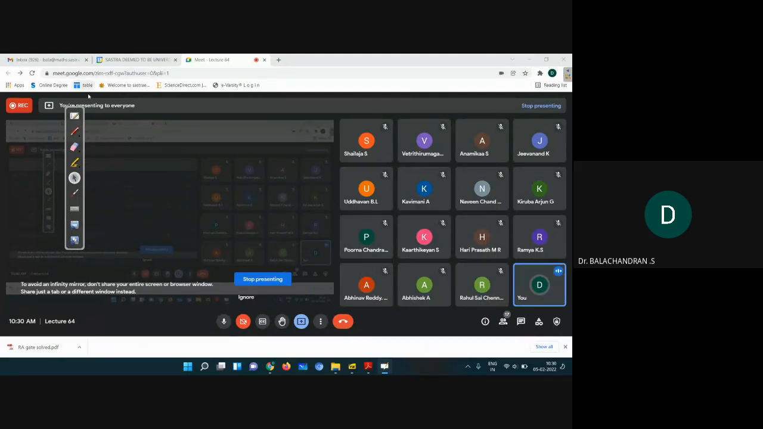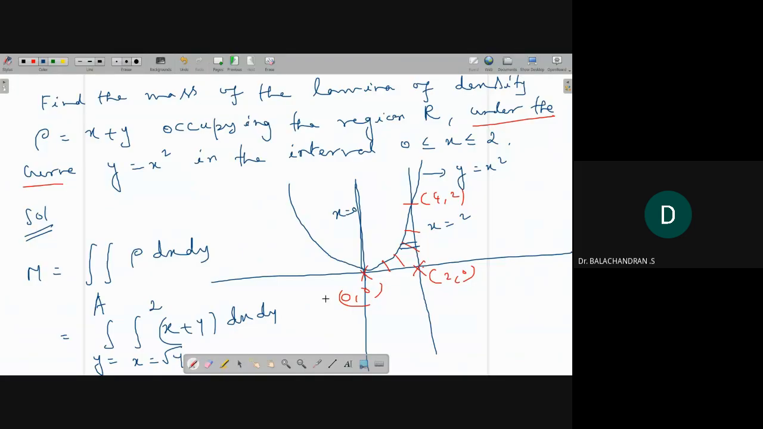Y varies from 0 to 4. I think I wrote here wrongly. This should be what? X is 2, y is 4. So y varies from 0 to 4. So now you need to integrate and try to get the answer.